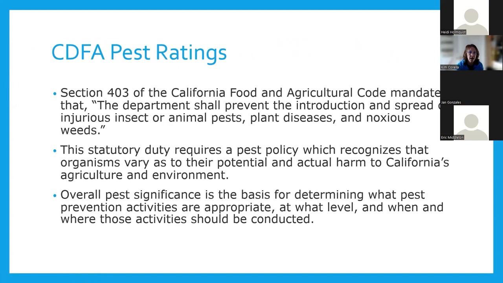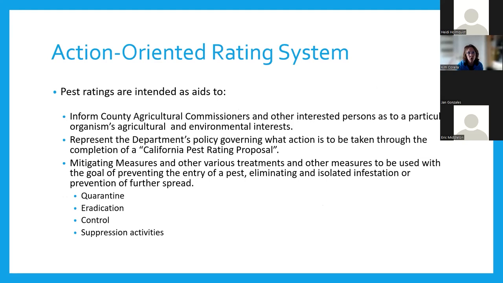So they do this by having these pest ratings. And this is a code that's mandated in their Food and Agricultural Code that says a department shall prevent the introduction and spread of injurious insects and animal pests and plant diseases or noxious weeds. So that code requires that a pest policy be created that recognizes that organisms vary in their potential and actual harm to California's agriculture and environment. So they want to determine a rating that can determine the overall pest significance that will enable CDFA to apply the appropriate pest prevention activities, what level they need to be applied at, and when and where those activities should be conducted. So the pest ratings are an action-oriented rating system.